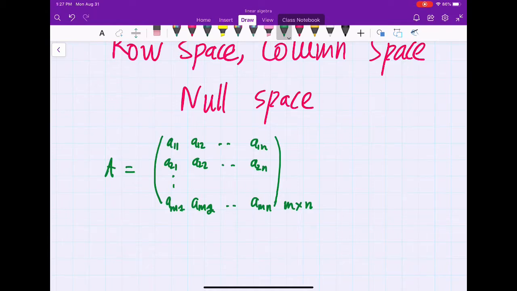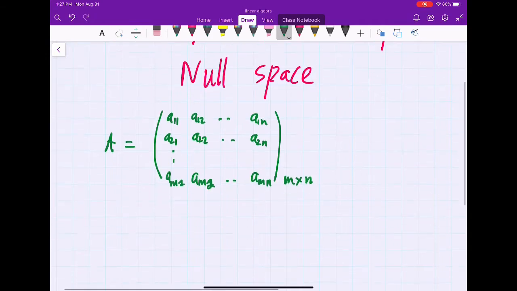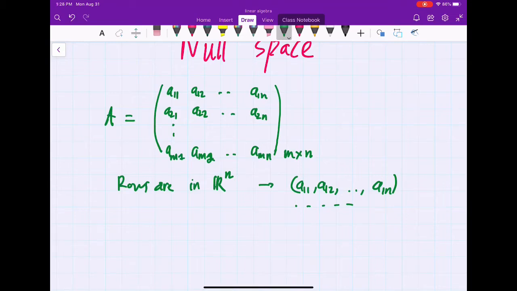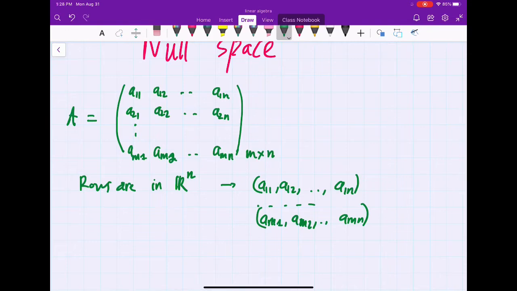If you just consider rows, you have m rows, and rows are in space Rn, because each row has n coordinates, n numbers, n entries. So let's say that is A11, A12, and so on, A1n, and you have m rows, Am1, Am2, and so on, Amn. All these rows are vectors in Rn.